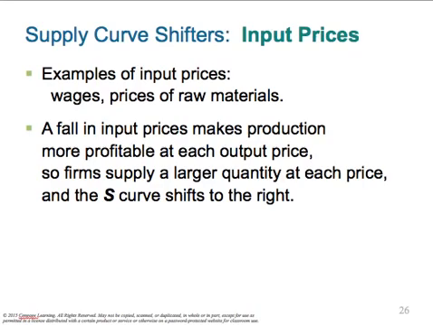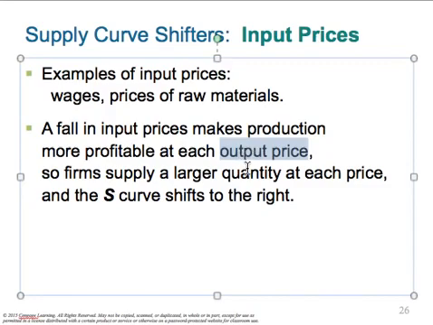Now, in the second bullet point, the quote-unquote output price in English just means the price of the good that firms are producing and selling. I've used output price here to distinguish from input prices, just so it's clear. So this is the price that Starbucks charges, the output price, and this is the price it pays to put together the lattes.